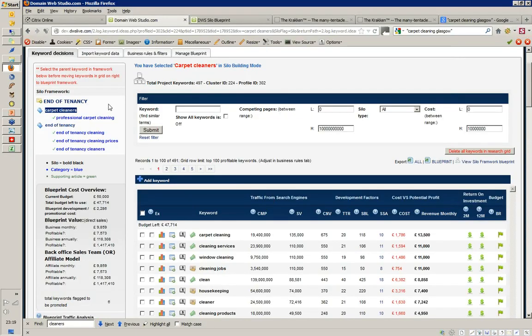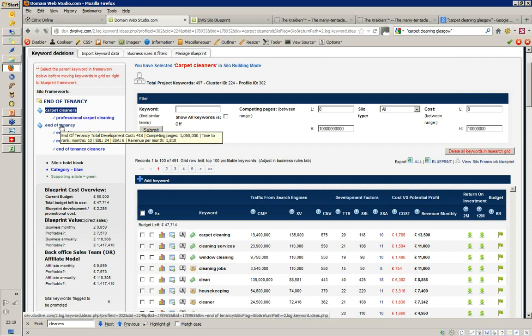Looking at this data, I know that carpet cleaners is one of the things where you get a lot of work from. End of tenancy is another thing where we get a lot of work, just with the conversions that we've seen. So if we hover over this, we can see that we need 6 supporting articles under end of tenancy, and under carpet cleaners, we need about 10 supporting articles underneath that.